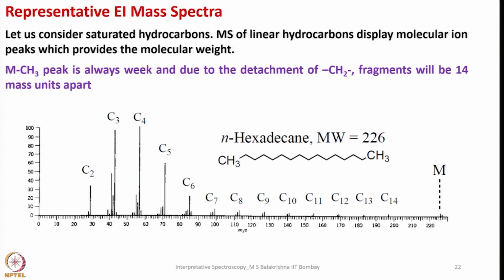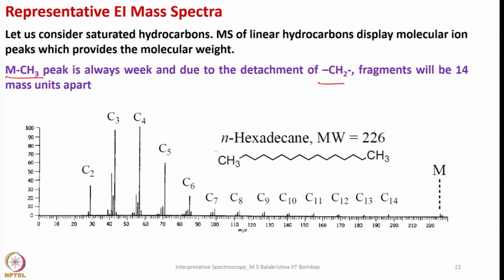Mass spectra of linear hydrocarbons display molecular ion peaks which provide the molecular weight. The first CH3 peak is always weak, and due to the detachment of CH2, fragments will be 14 mass units apart. That means when fragmentation occurs, you can see regular degradation with a loss of 14 mass units due to the detachment of methylene fragments.